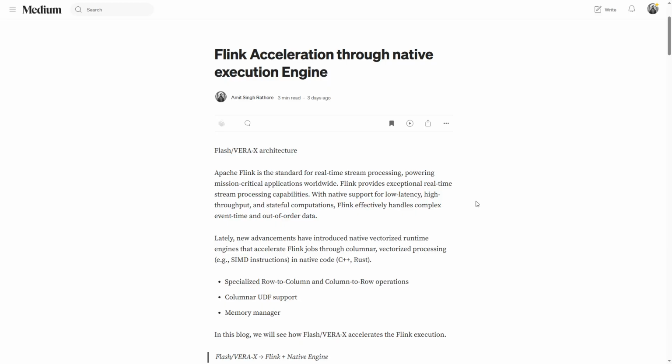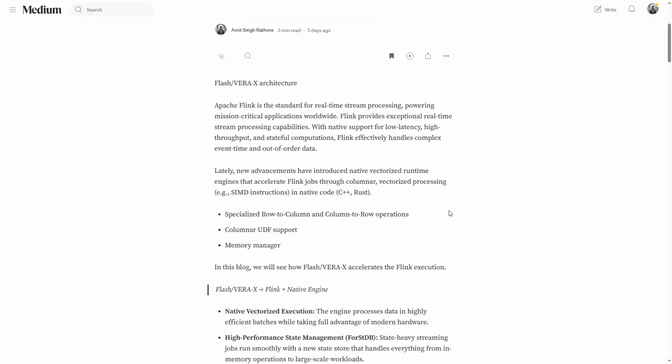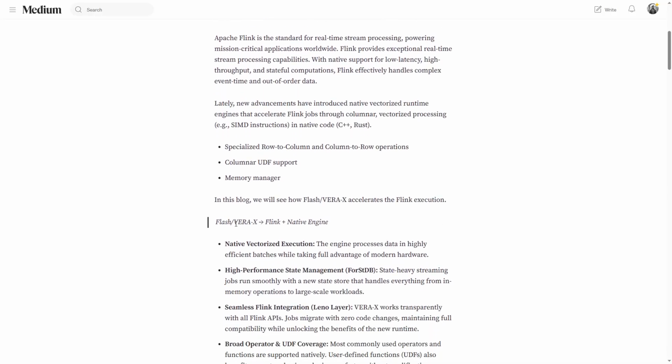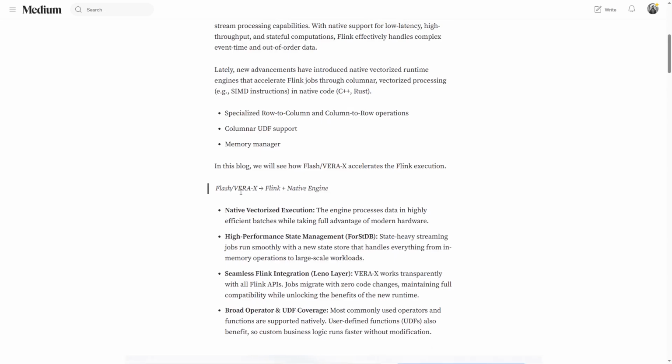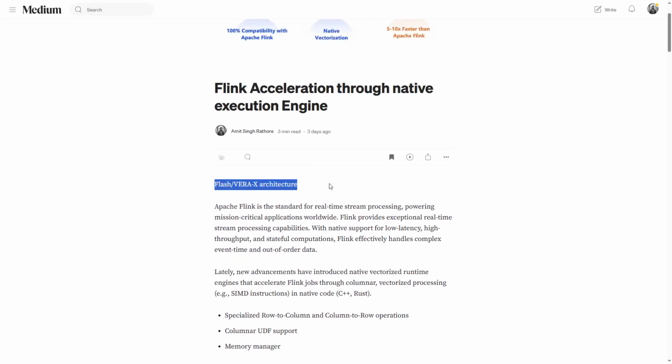So this article will mainly be talking about VERA-X, which is a new product from Ververica. Just a disclaimer, this is my understanding that VERA-X is based on top of Flash. Alibaba Group was working on a project called Flash, which is nothing but a native engine for Flink, but they also acquired Ververica, and then Ververica launched a product called VERA-X, and in their documentation they have used the common terms. So I believe that it is either inspired by Flash or it is built on top of Flash itself. So I will be using Flash and VERA-X interchangeably.